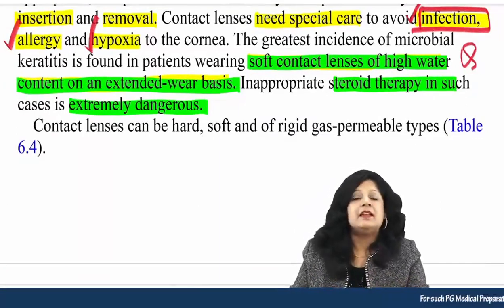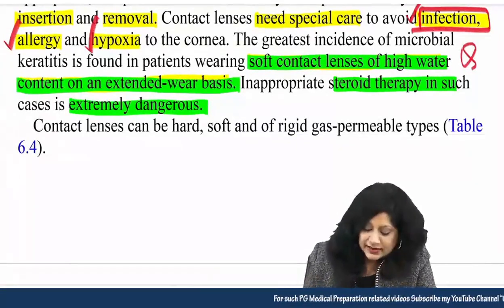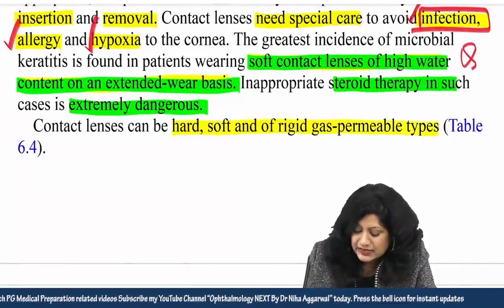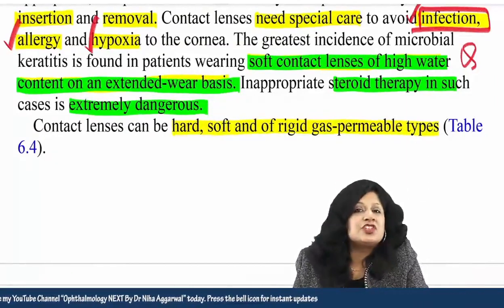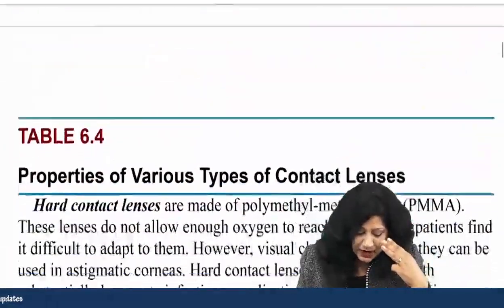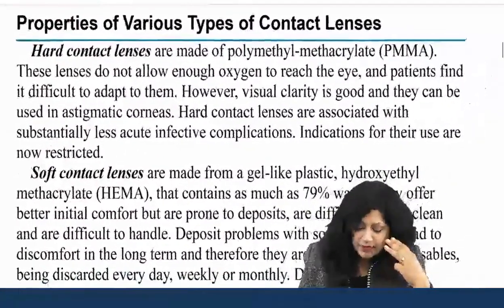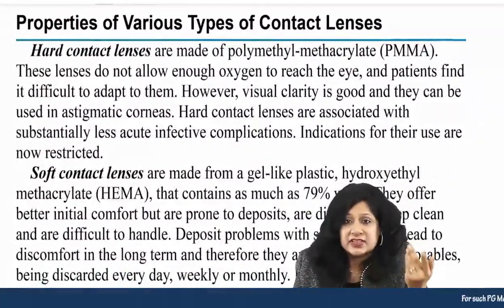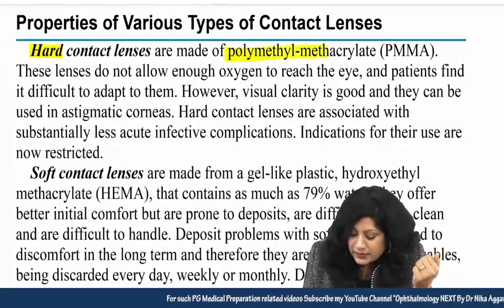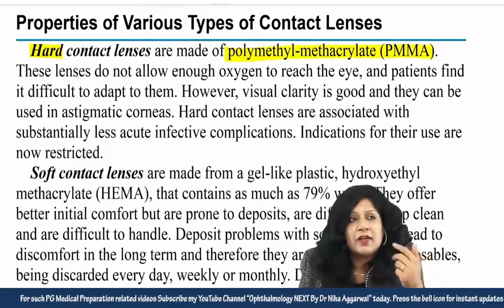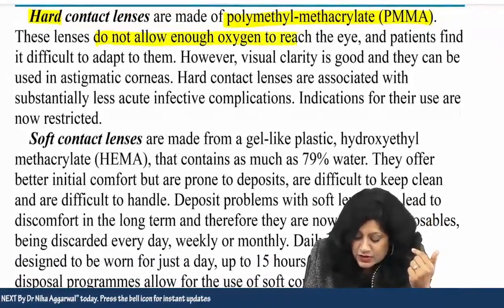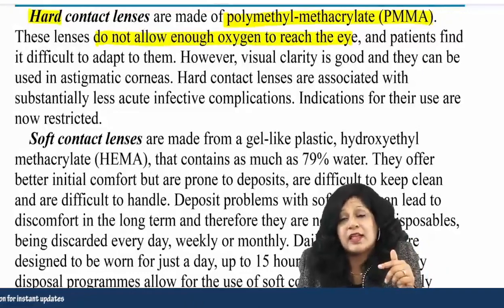Then what are the types of contact lenses? If you talk about contact lenses, we have hard contact lenses, soft contact lenses, and we have the rigid gas permeable type. So mainly three types. Okay. Now, if I talk about the properties of the different types of contact lenses, let's start with the hard one. Hard contact lenses are made up of polymethyl methacrylate. This you already know. And why are they hard? They are hard because they do not allow enough oxygen to reach the eye. That is a problem, and that is why they are called hard, right?